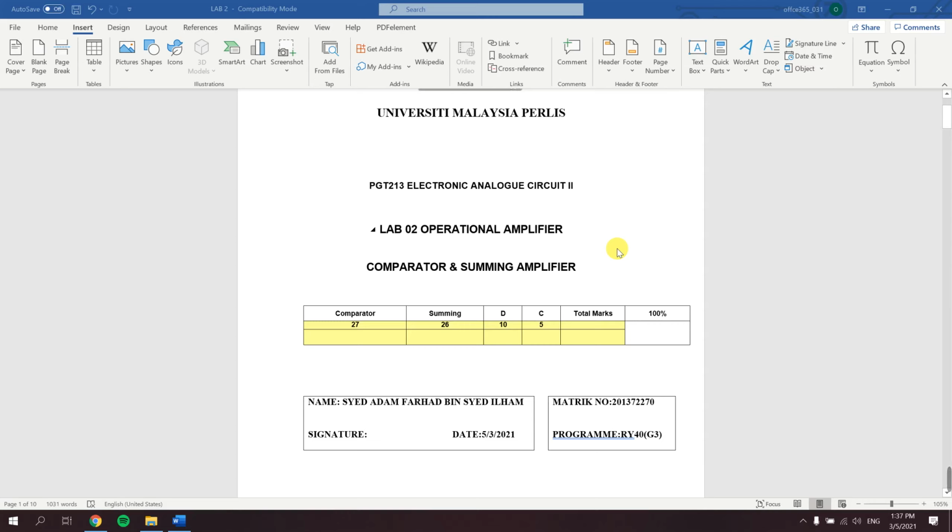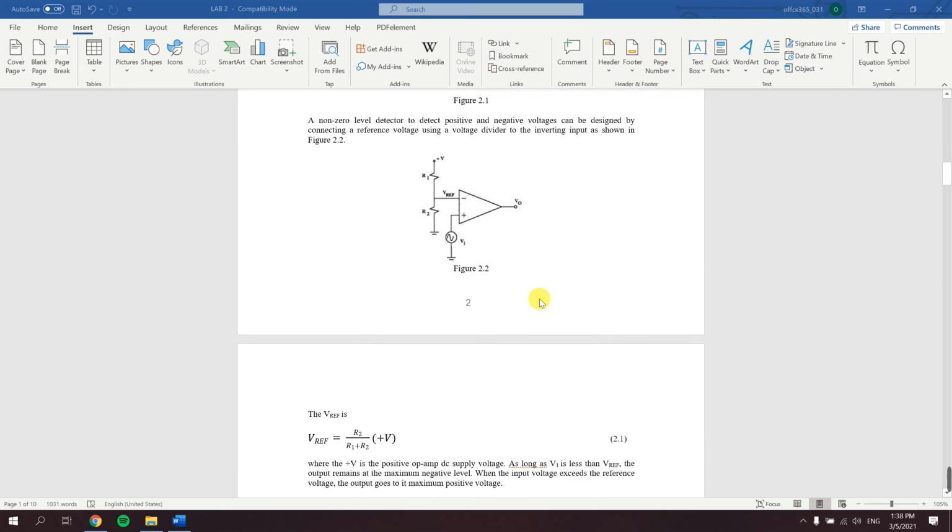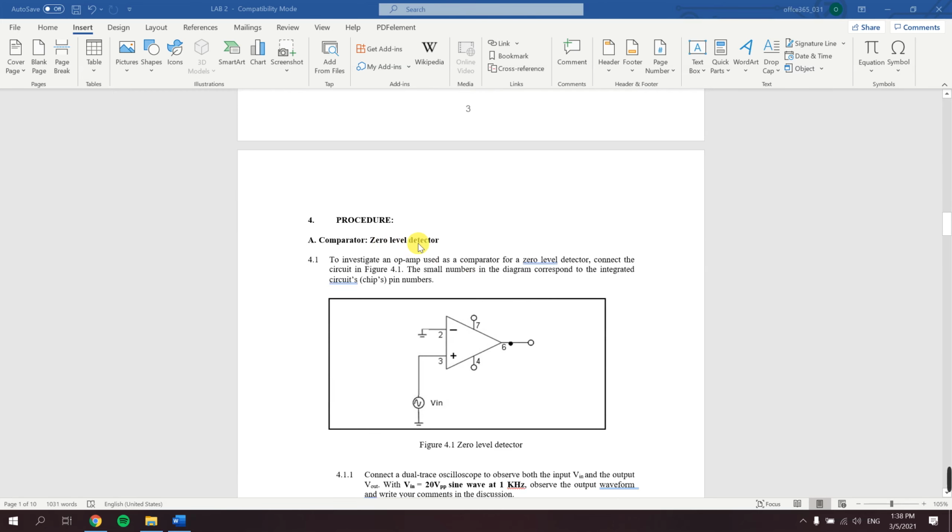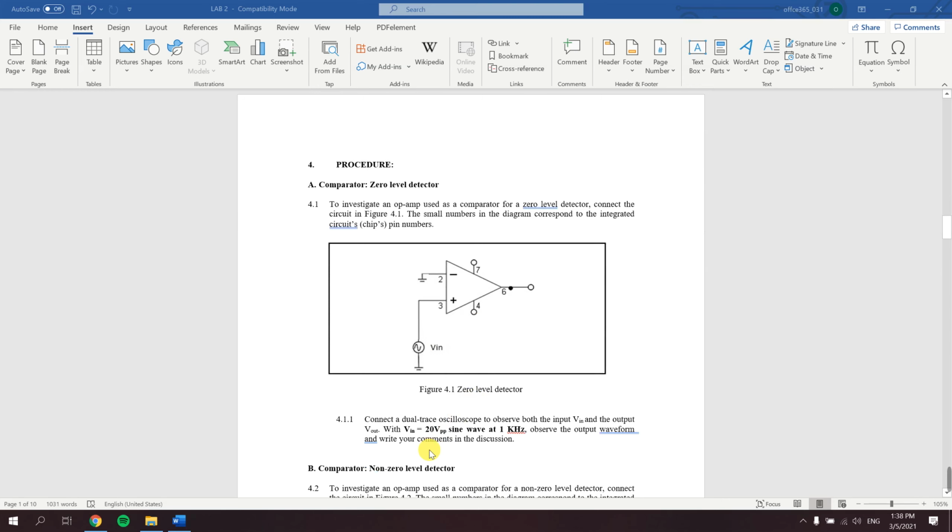So today we'll be continuing Lab 2 Operational Amplifier for comparator and summing amplifier. A comparator is usually used to compare the voltage amplitude, and the output can take two states. The output depends on the state, which relates to the voltage in. Usually it is whether the voltage reference is more than the voltage in, or the voltage reference is less than the voltage in. For the comparator today, we'll discuss the zero level detector and the non-zero level detector.